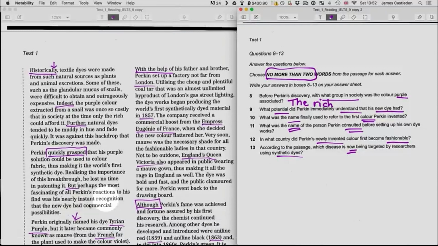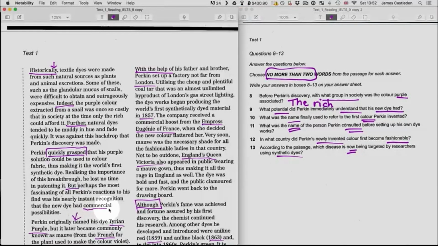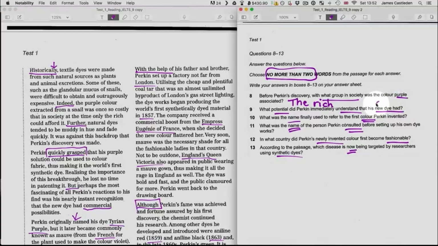Yeah, this is new. It might be this word, commercial possibilities. What potential his new dye had? Commercial possibilities, as in making a lot of money. Yeah, commercial possibilities. Oh, sorry. Possibility. Okay, I'm going to do number 10 down here so that it's not messing up.